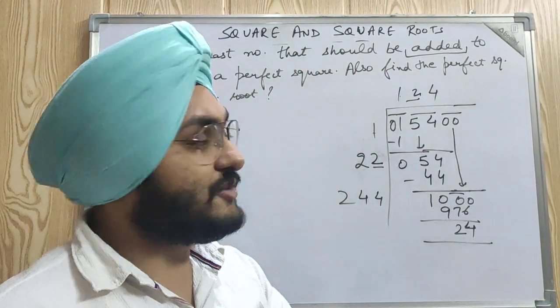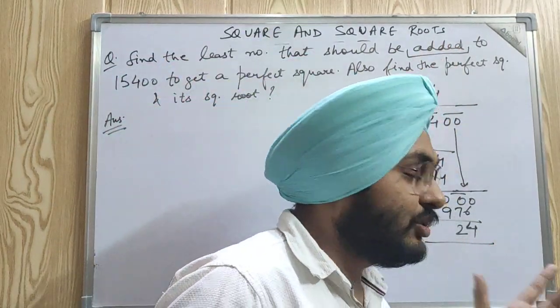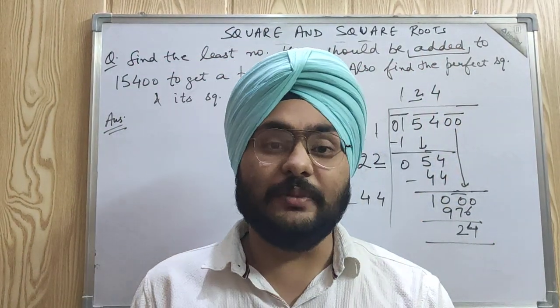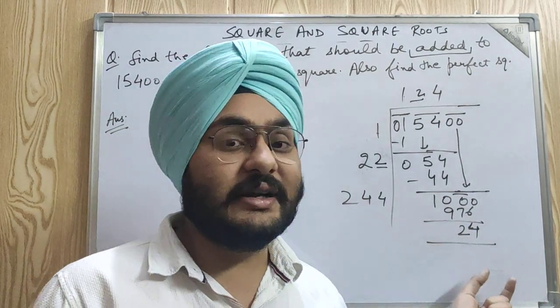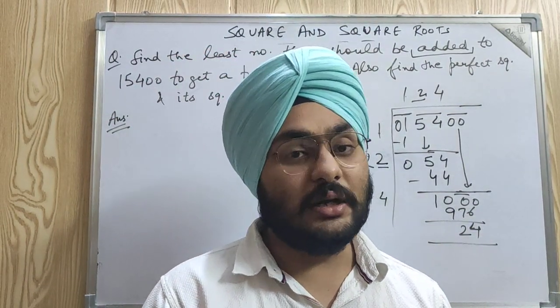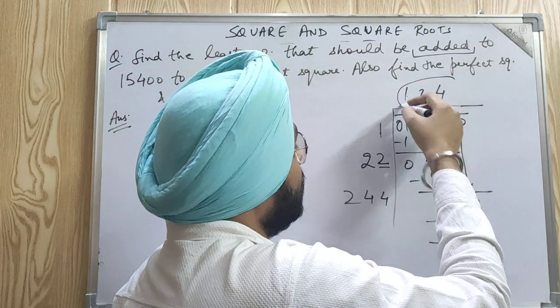Okay. So in the case of addition, there is no use of the remainder. In subtraction we will be using the remainder, but in addition there is no use for the remainder. So now we'll be looking for the quotient.